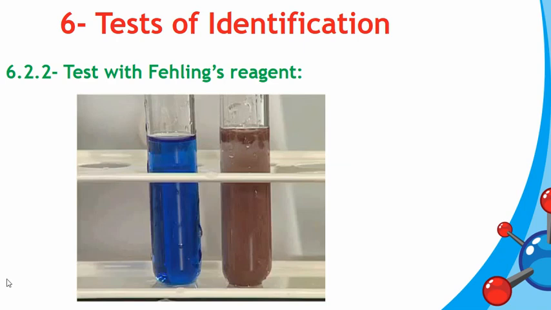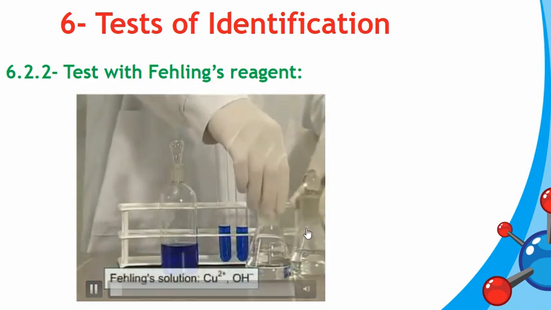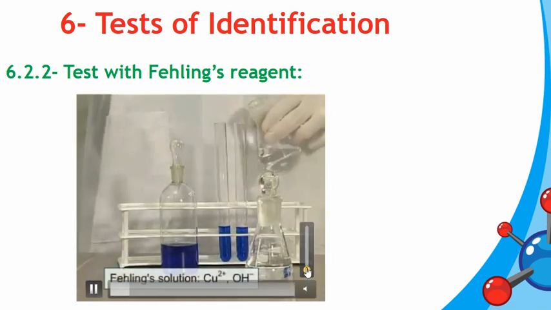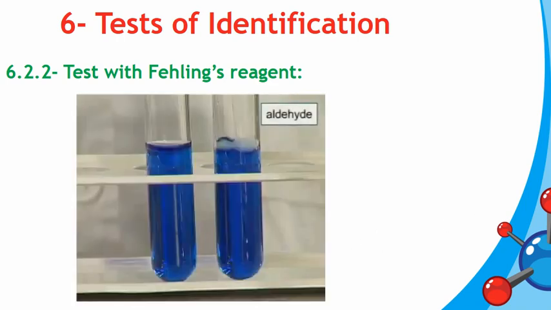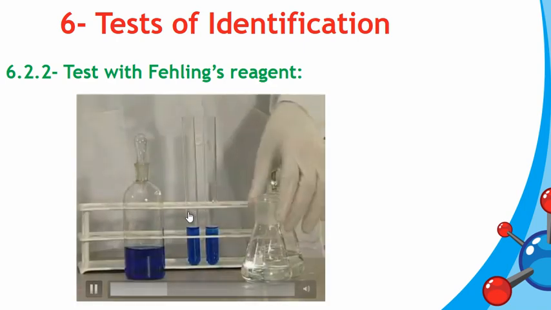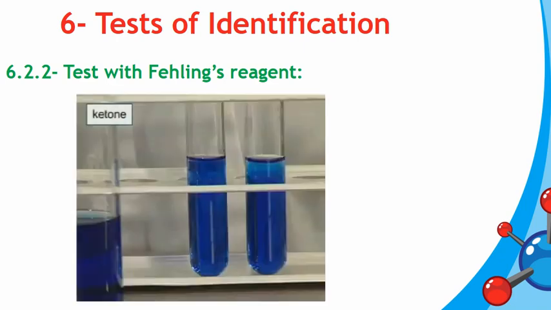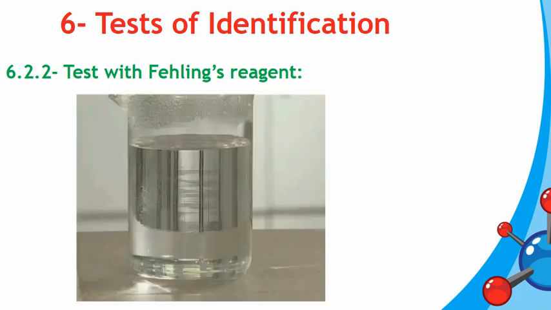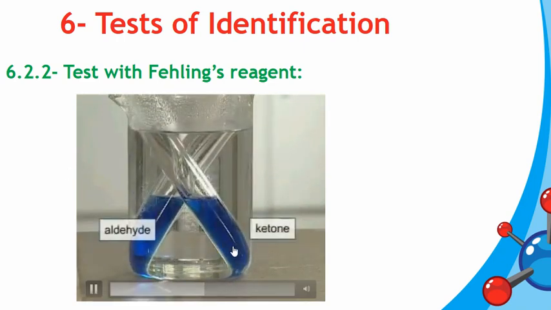Also, this video shows this experiment. This is the Fehling reagent, blue color. We add aldehyde to this tube and ketone to the other tube. We heat in a warm water bath.